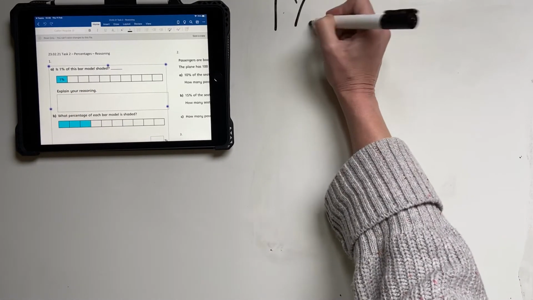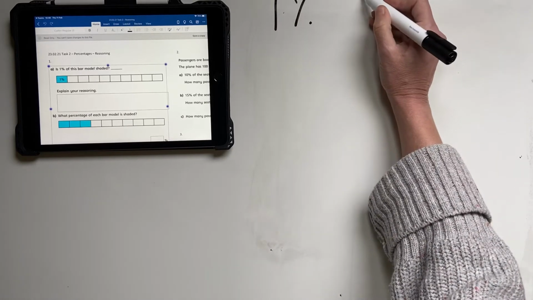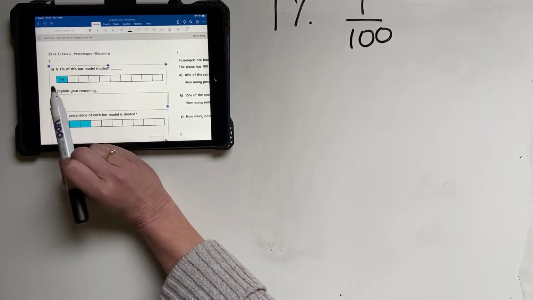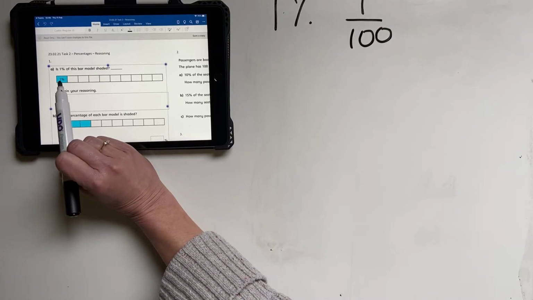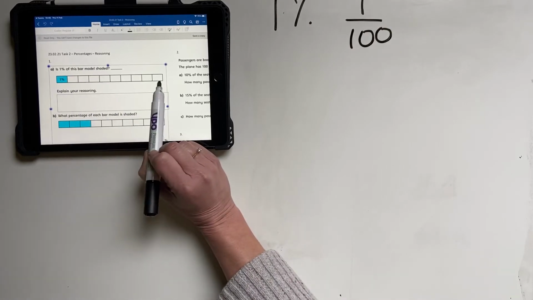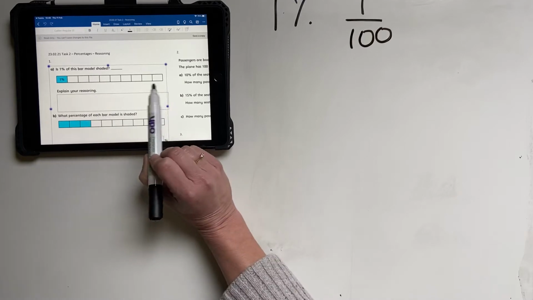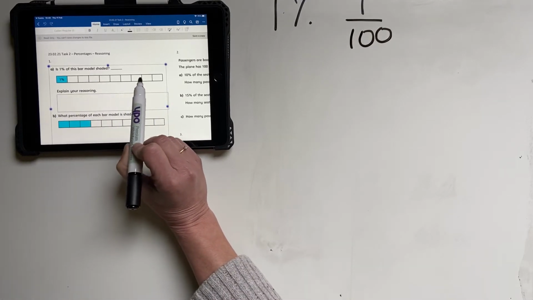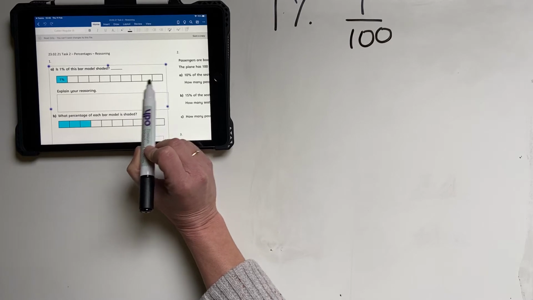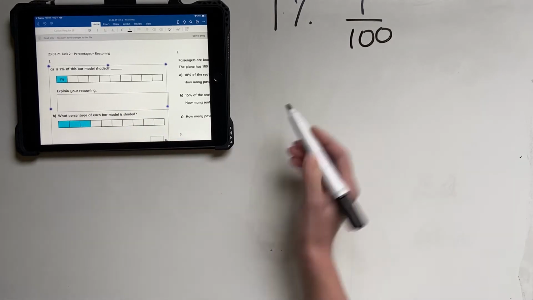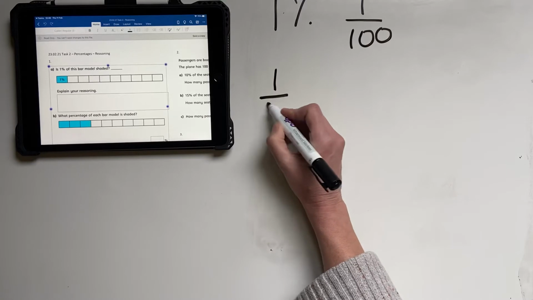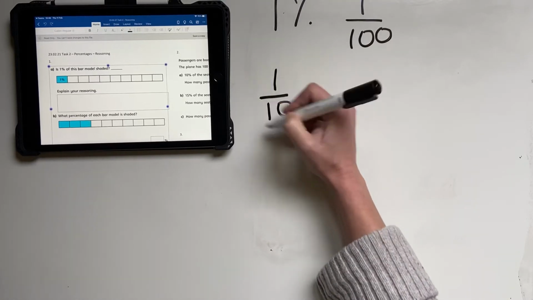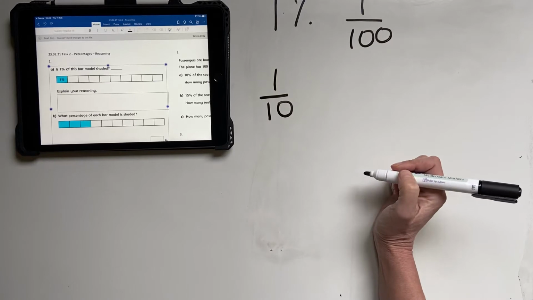So what is 1%? So 1% is 1 out of 100. Is that right? Is that 1 out of 100? No, it's 1 out of 1, 2, 3, 4, 5, 6, 7, 8, 9, 10. So what is actually shaded is 1/10, 1 out of 10. What is 1/10 as a percentage?